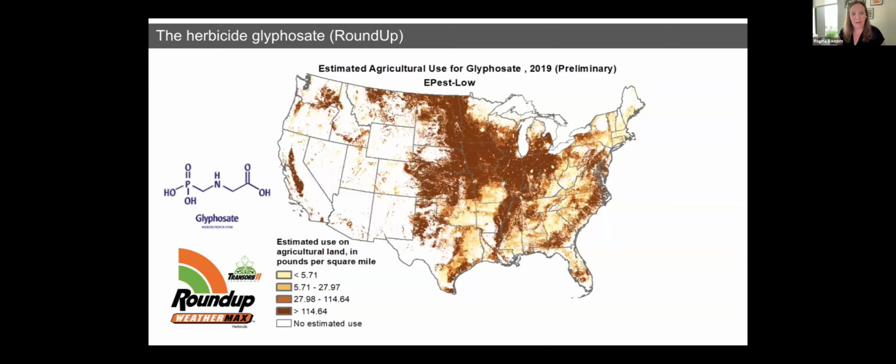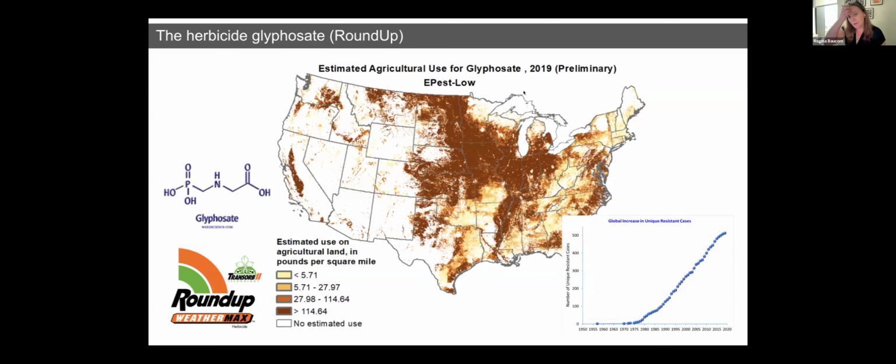And I'm showing you a map here of the estimated use of glyphosate on agricultural land in 2019. And you can see that it's in pretty heavy use in particular parts of the United States across a relatively large swath of land. But where you see the most intense use is in the Midwest, a little bit in California, and as well in the Southeast. And this brown area maps to where the majority of our row crops are. And so that's our large crops of maize, soy, or cotton.